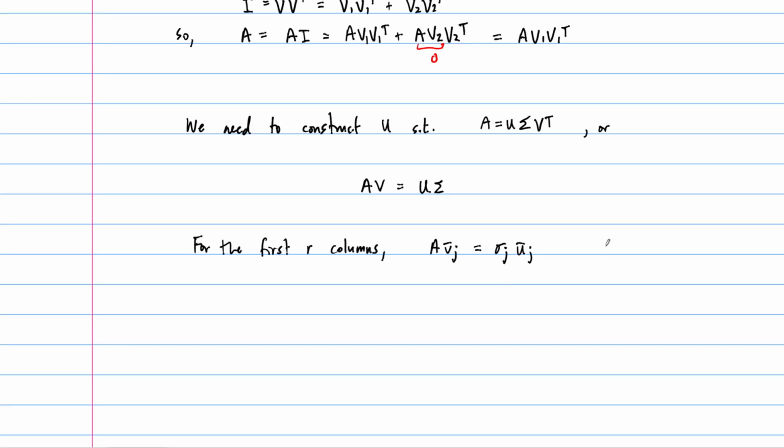Recall also, this is for j equal to 1 through r, the sigma j's are not 0, so we can divide through. So since the sigma j's are not equal to 0, we get a formula for our u sub j's automatically. So u sub j is then equal to 1 over sigma j times A times vj.